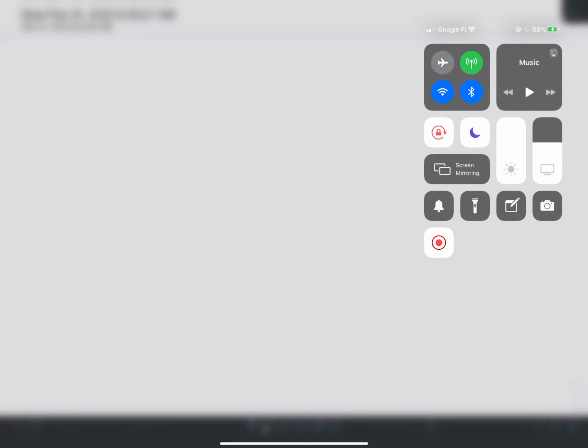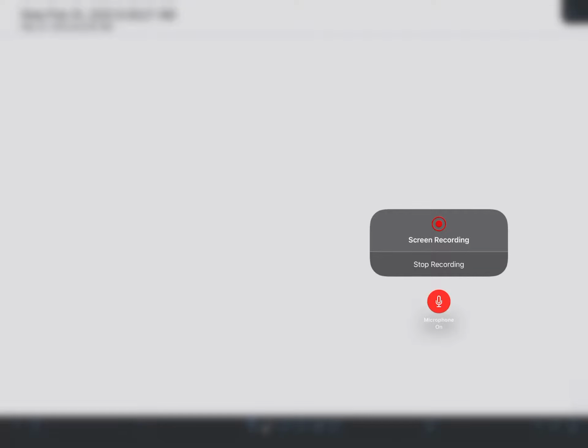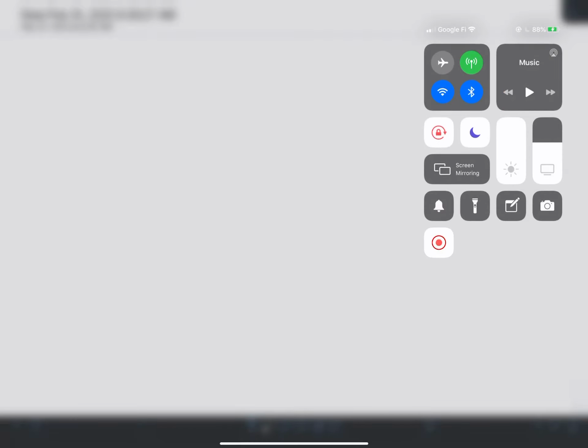And okay. Wait, maybe I should see if it is recording audio. How do I check once I started the recording? You just press and hold on the thing. Press and hold. Okay. All right.